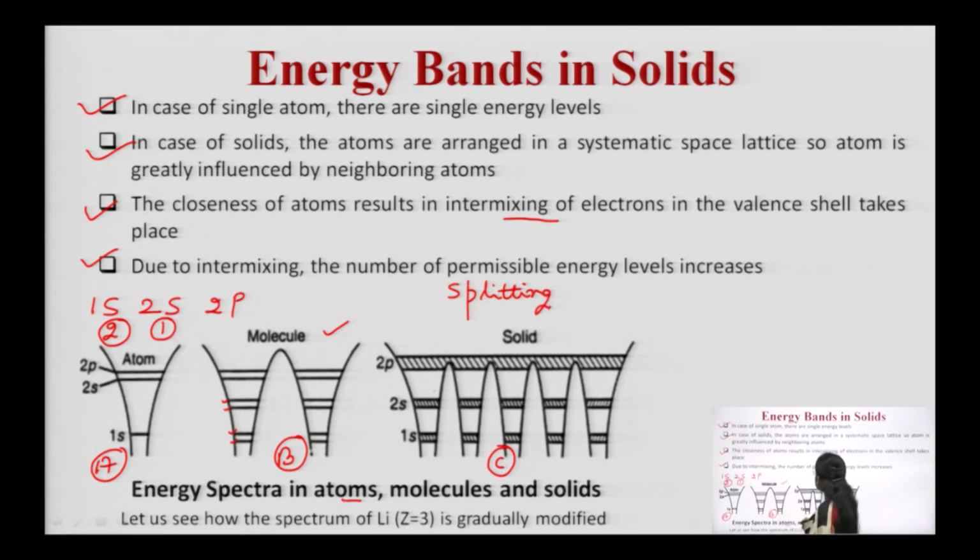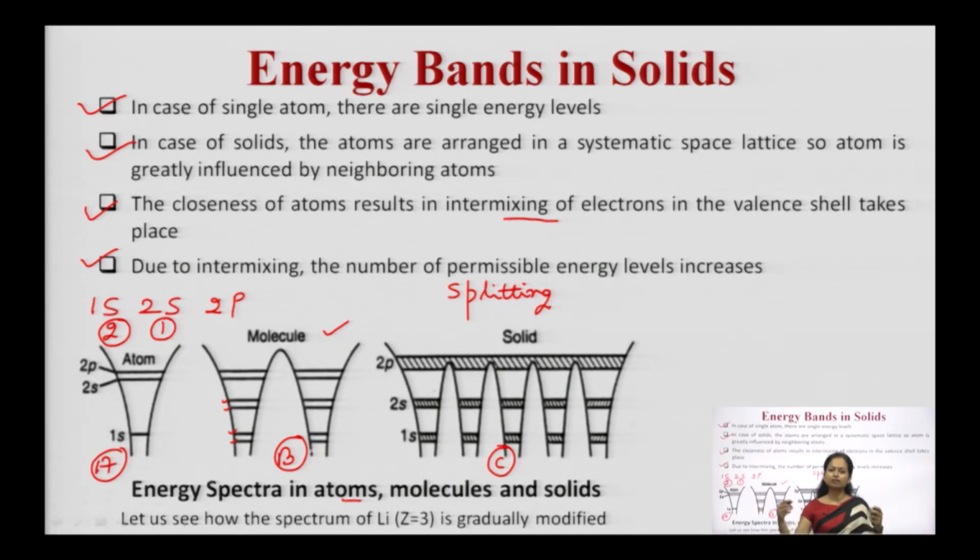The same you can see in the case of the solids. See, the 1s level, 2s level, 2p level, here some bands you can observe. So what is actually happening in this particular case? How does this splitting happen? When the two atoms are far away, there is not much effect of the one atom onto the electron of the other atom.